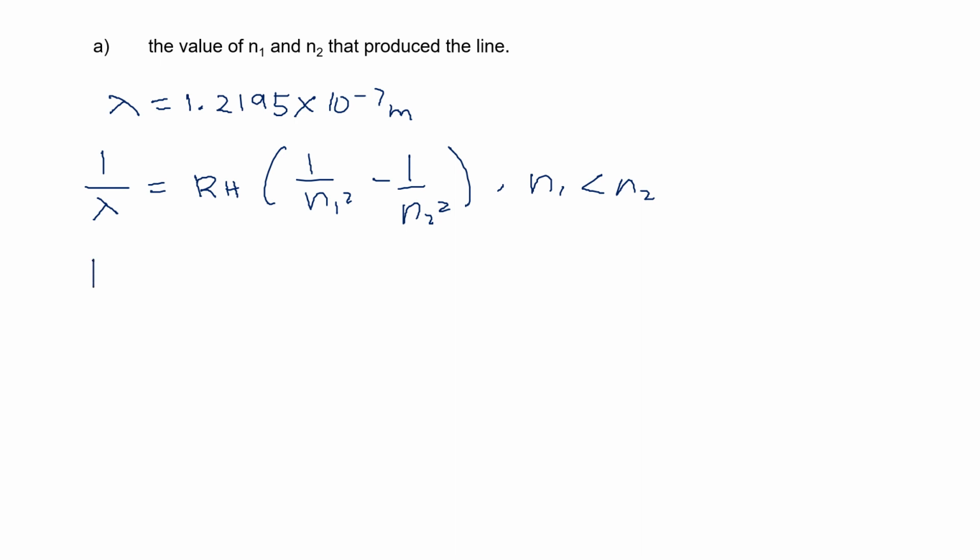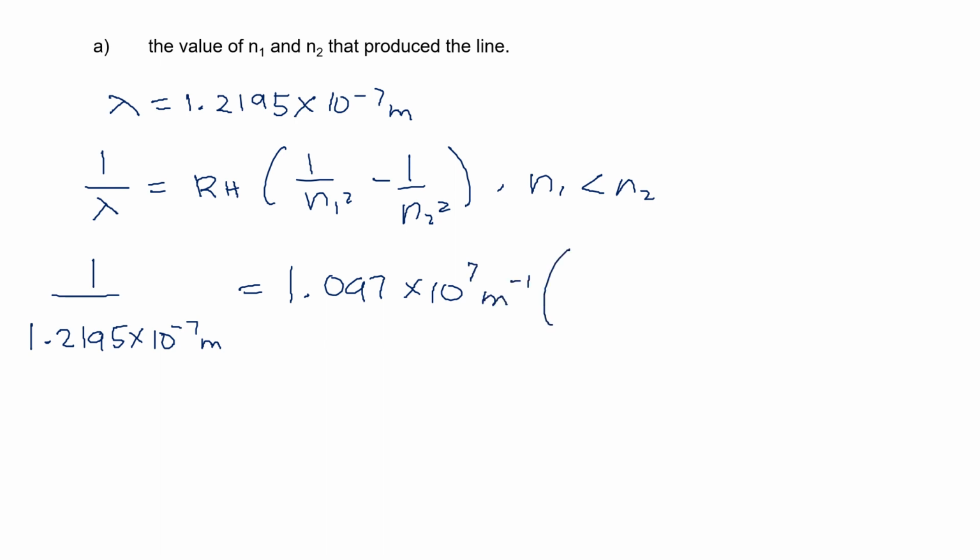Okay, so we use this formula. We substitute: 1 over lambda, 1 over 1.2195 times 10 to the power of negative 7 meter. Sorry, meter, not per meter. Equals RH, 1.097 times 10 to the power of negative 7 times 10 to the power of 7 per meter, times 1 over 1 squared minus 1 over N2 squared.